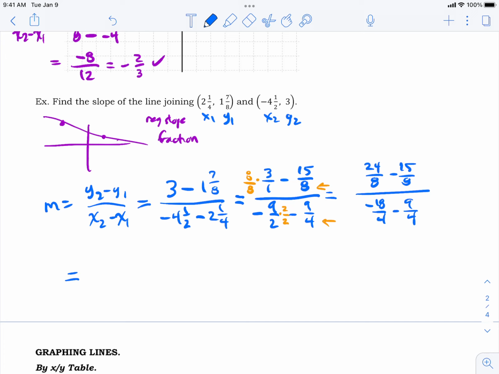So on the top, 24 minus 15 makes a 9/8. On the bottom, a negative 18 minus a 9 makes a negative 27/4. Now, first of all, notice that when you take a positive and divide it by a negative, your answer is going to be negative. Just put the negative out front. We know it's going to be a negative slope. And by the way, we knew that going in, didn't we? We knew it's going to be a negative slope.